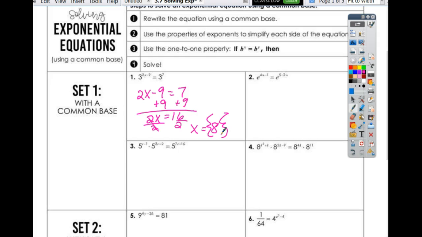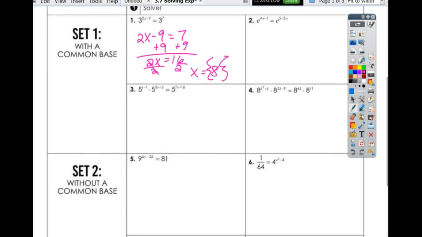Would anything change for number 2? The e is the base, right? We just set the exponents equal to each other. So, y'all, there's 16 of these problems, and I don't want to have to work all of them. So I'm going to move to the hard ones, okay? And so I'll point some stuff out as we go, but I'm not working all of these. Okay, so I am going to do number 4.